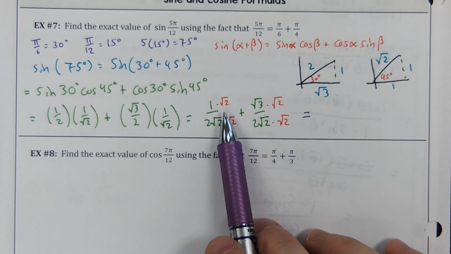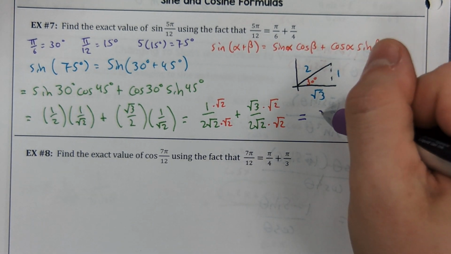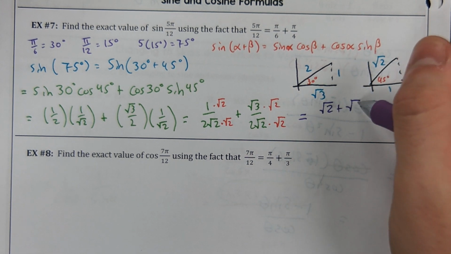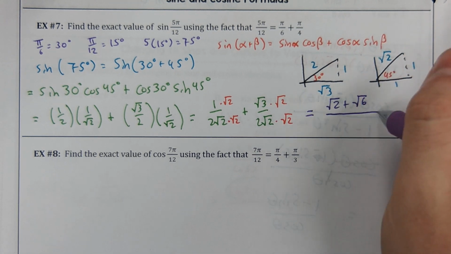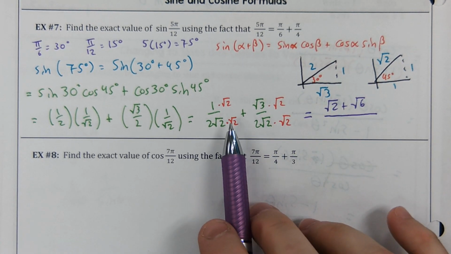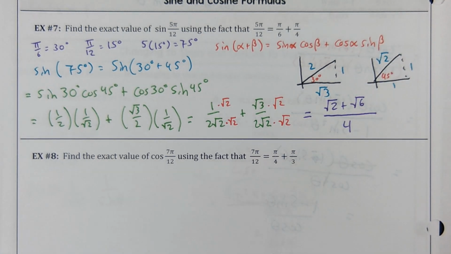On the top, you're going to get root 2 plus root 6. Order of addition doesn't matter. On the bottom, root 2 times root 2 is 2. So this says 2 times 2 over 4. There you go. So that is sine of 75 degrees.